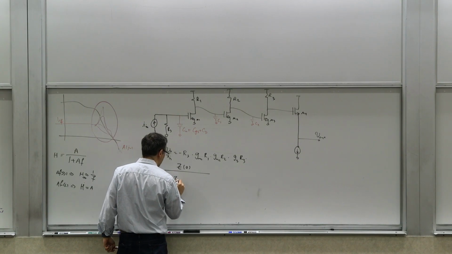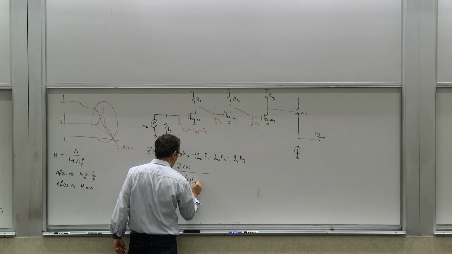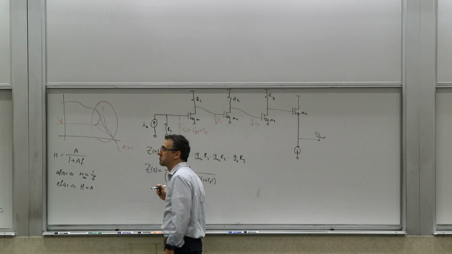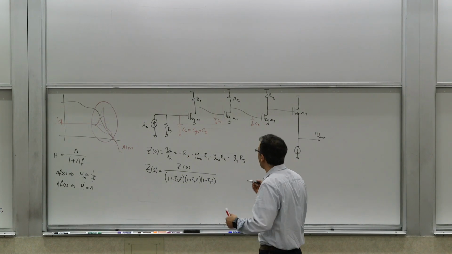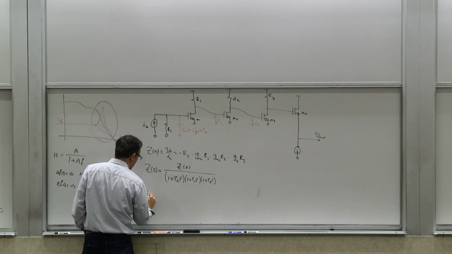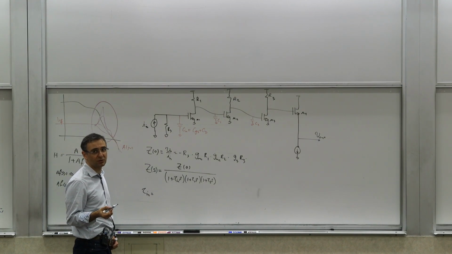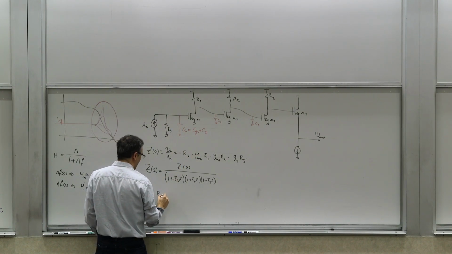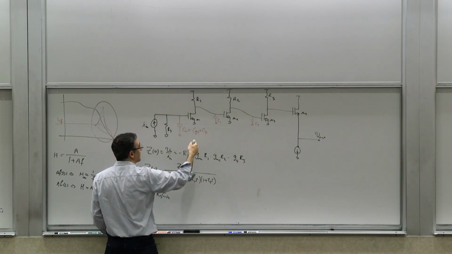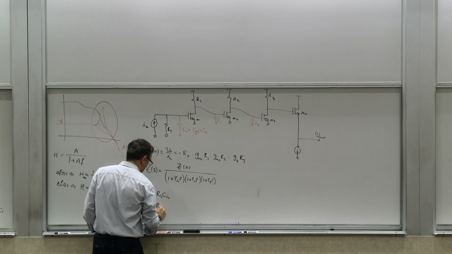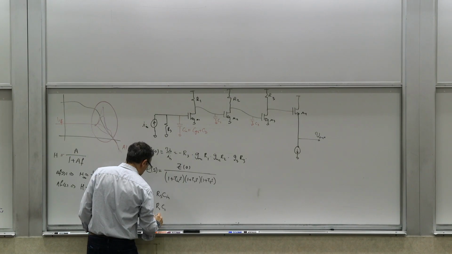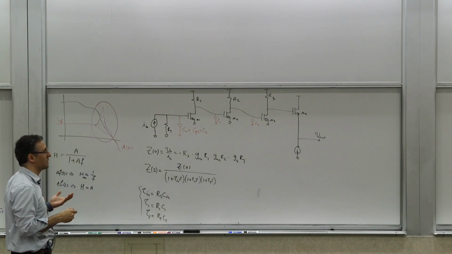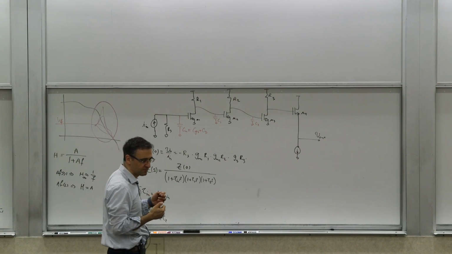So you can write it as 1 plus tau in S, times 1 plus tau 1 S, times 1 plus tau 2 S. And what are tau in, tau 1 and tau 2? They're trivial, right? Tau in is the resistance seen by this guy, Rs, so it's Rs Cin. Tau 1, again, is the resistance seen by this guy, R1 C1, and tau 2 is R2 C2. So from a high frequency analysis, this looks pretty straightforward. This is as simple as it gets.